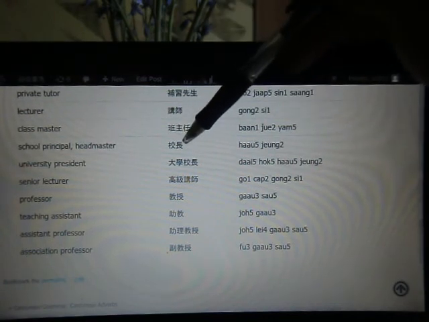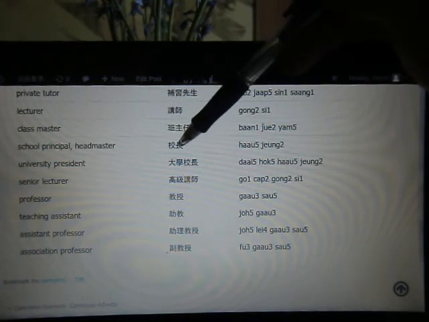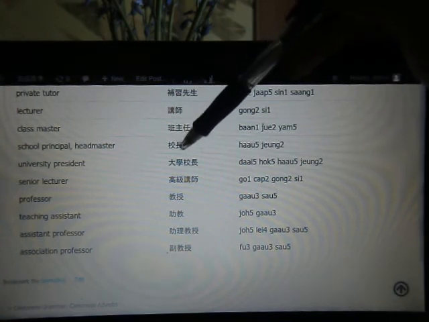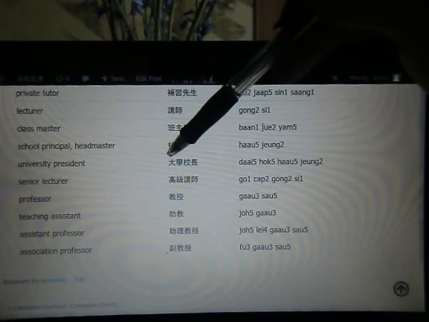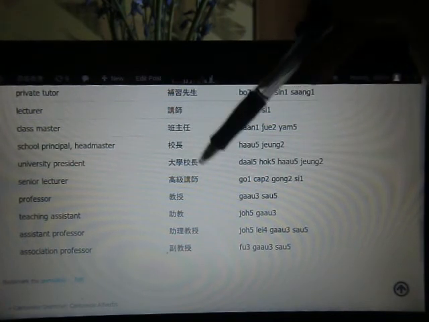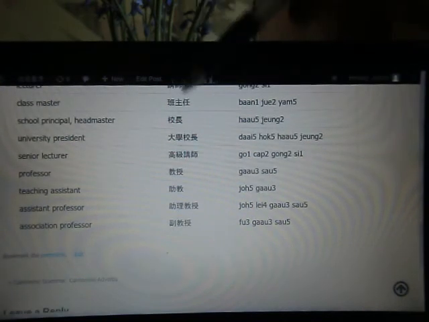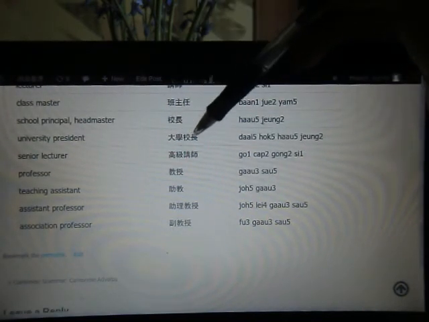And then 校長. Whether it's primary school or secondary school or university, we all have the same thing called 校長. So it's either the principal or the headmaster or the president. It's called 校長. But for university president we call the person 大學校長, university headmaster, which is the president of a university.